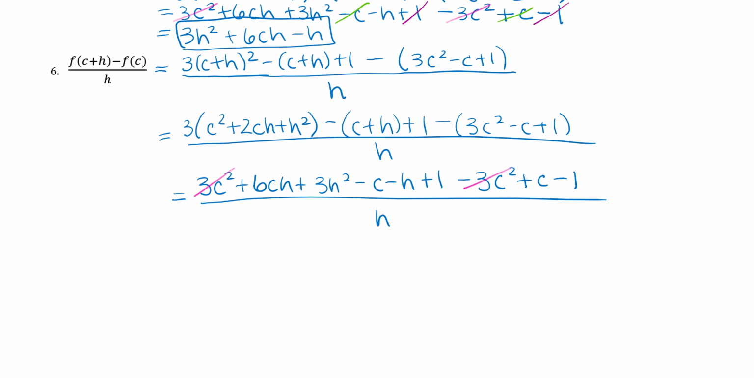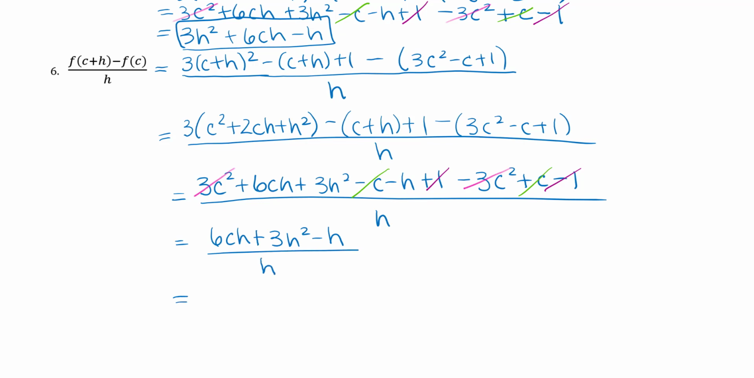In order to cancel anything with that h on the denominator, I would have to have h being a common factor of the numerator. And as it stands right now, I don't really have h being a common factor on the numerator. But let's look at what happens. Okay, after I crossed out all the matching terms that add up to 0, I have 6ch plus 3h squared minus h, all over h.